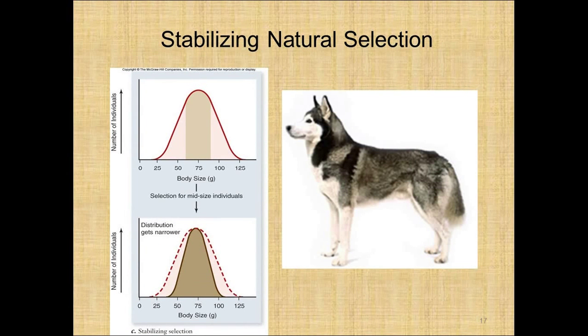Our last type of natural selection is stabilizing natural selection. In this case, individuals at both ends of the normal range are eliminated, and the average individuals are favored. So what happens are the individuals at either end, at the extremes, are eliminated. If you look at the graph, we're looking at body size. Anything between, say, 60 and 80 grams is considered average. Those individuals that are larger or smaller than that are eliminated until eventually the entire population is very close to that preferred size.